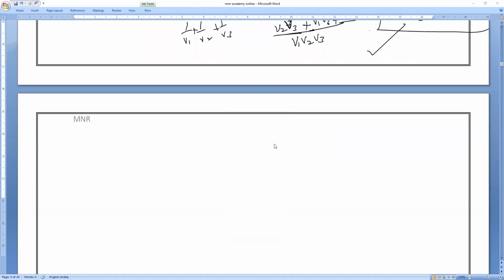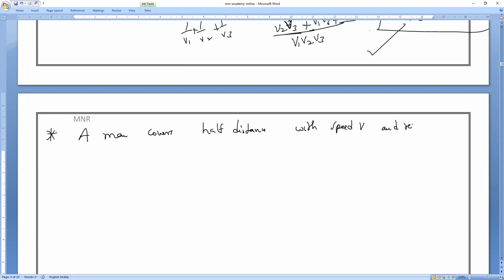Next question. A man covers half distance with the speed v, and the remaining half with the speeds v1 and v2.